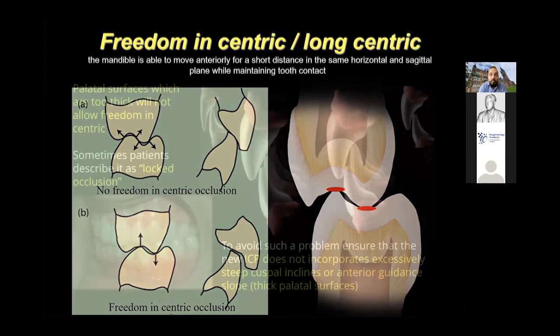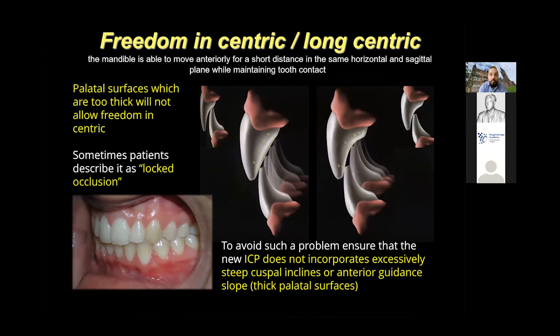Which is called long-centric sometimes in other books. So again, this will not allow freedom in centric, but this one will allow it. So you might do some anterior restorations which look marvelous. They look absolutely great in terms of aesthetics, but the patient feels them locked. Locked means they can't have any room of movement there. And with time, you can tell the consequences of that.